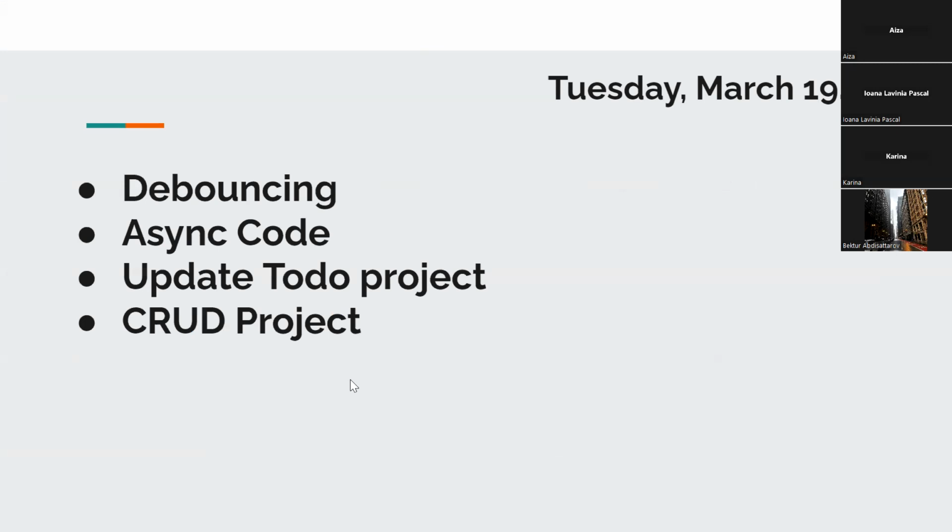In addition, we're going to try practicing debouncing. We're going to cover asynchronous code just slightly. During this course we're going to cover asynchronous code in other classes, but today we're just going to take a brief look at it. And we're going to update the to-do project. I'm not sure if we'll have time today for the CRUD project, but this is the plan for today's class.